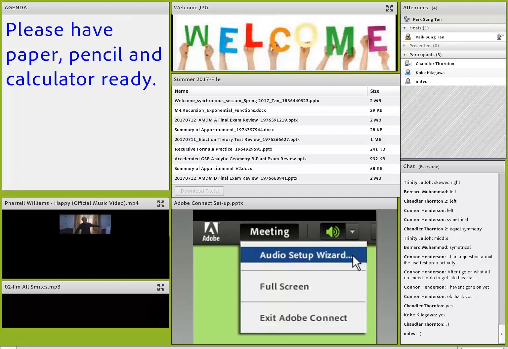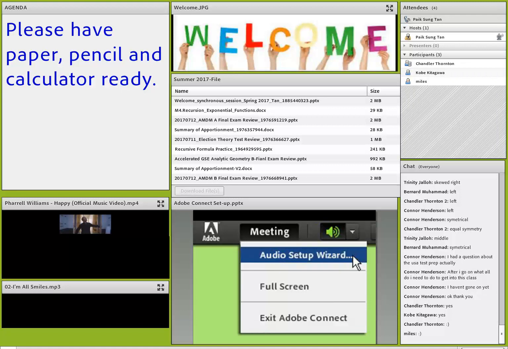The PowerPoint for B sections is, see, if you, okay, the third one from the bottom. Okay, the third one from the bottom. AMDM B final exam review. That's a PowerPoint for the review that we will be going over.